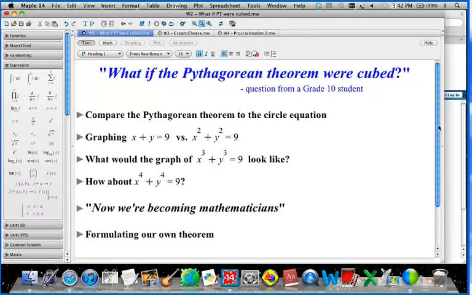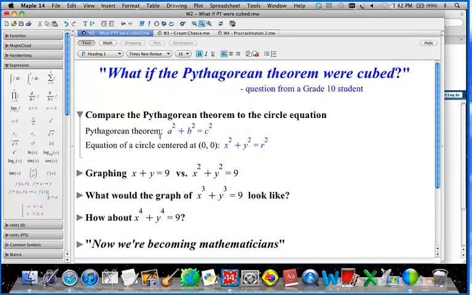Because as you know, the Pythagorean theorem is a squared plus b squared is c squared, and the equation of a circle when centered at 0, 0 looks an awful lot like that. Something squared plus something squared is something squared, and it turns out that's not an accident. They're just different manifestations of the same concept. And so I showed them this.